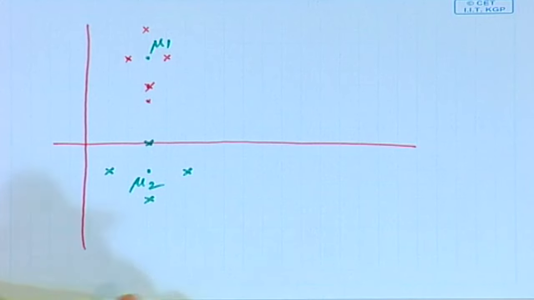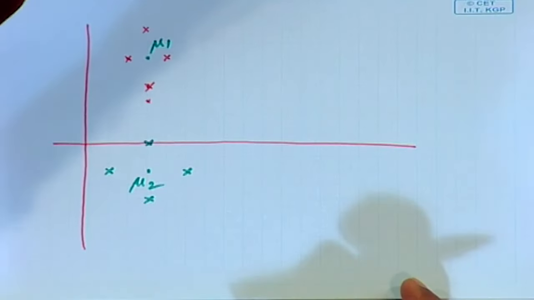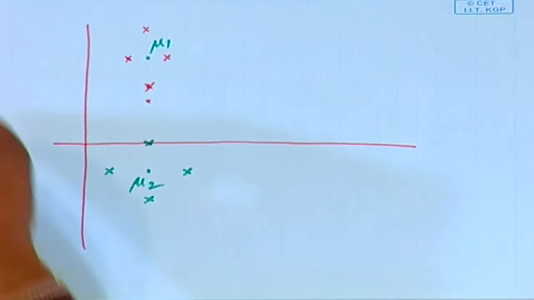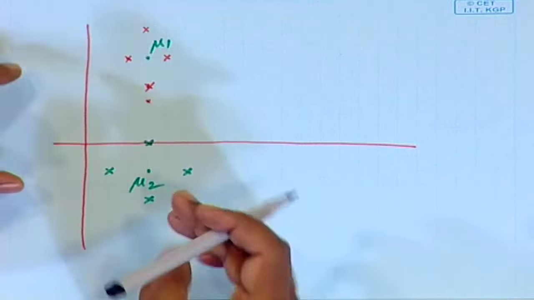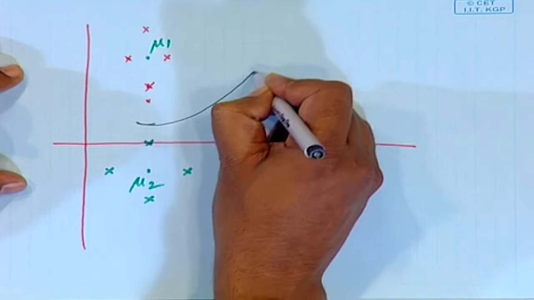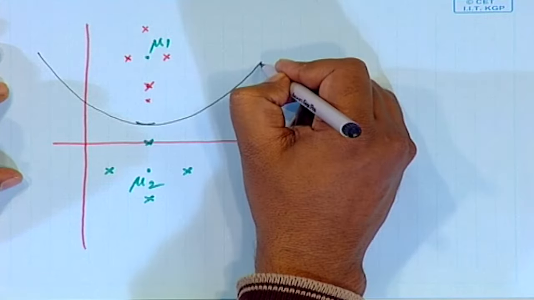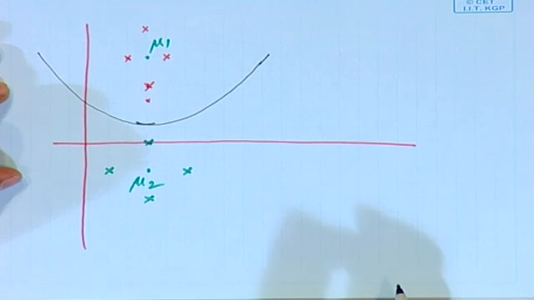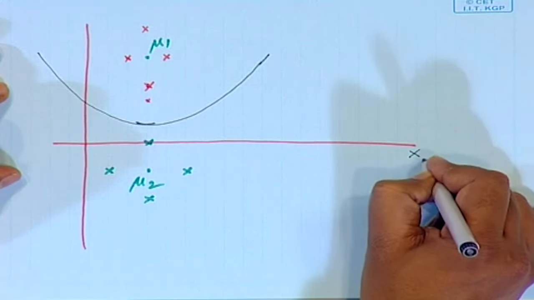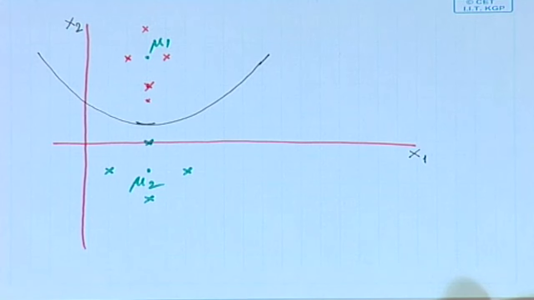And if you plot this quadratic curve into this space, it will be something like this. I am assuming that I have two components, one is x1, the other one is x2. So, you find that I really get a quadratic curve separating the two classes omega 1 and omega 2.